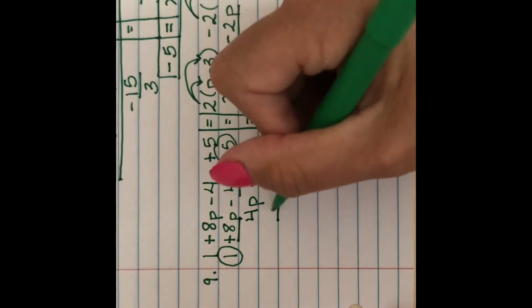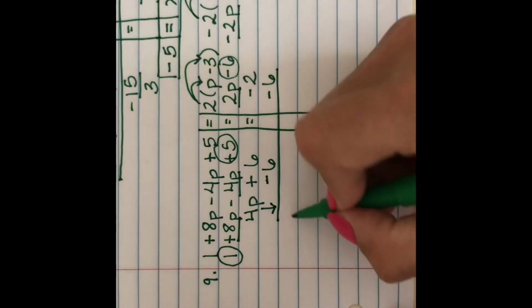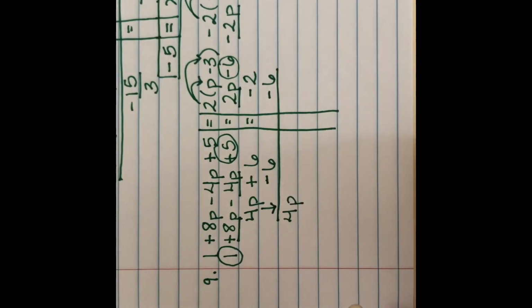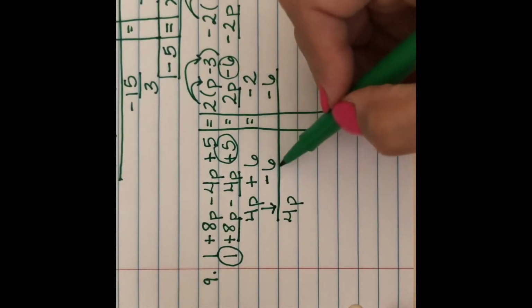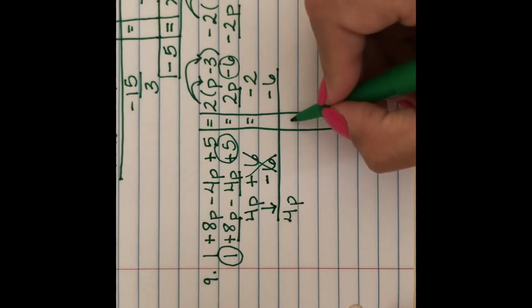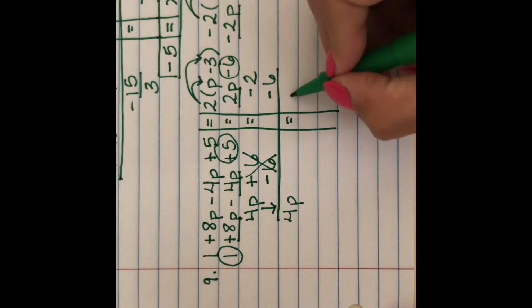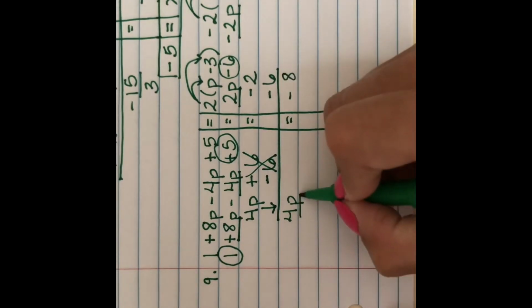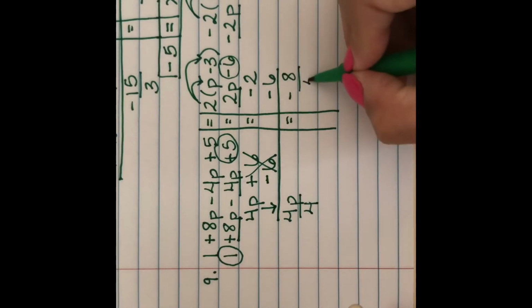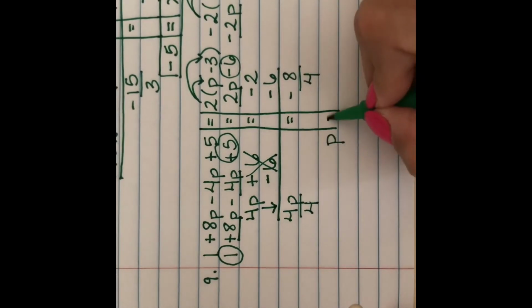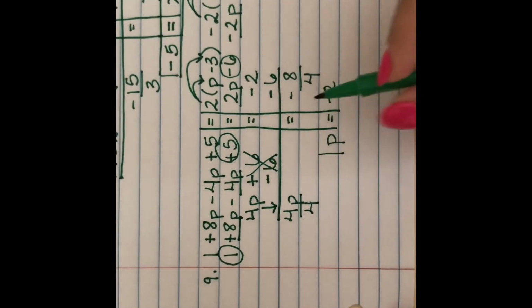Sometimes it seems confusing when a step is skipped and it ends up a little bit different than what we're used to. 6 and negative 6 make 0. Negative 2 and negative 6 make negative 8. And now I'm going to divide both sides by the coefficient. So p equals negative 2.